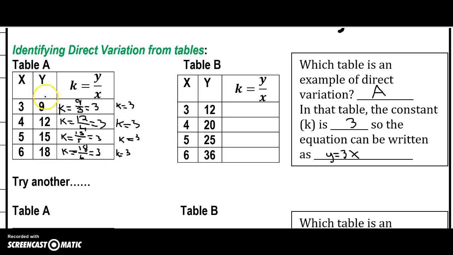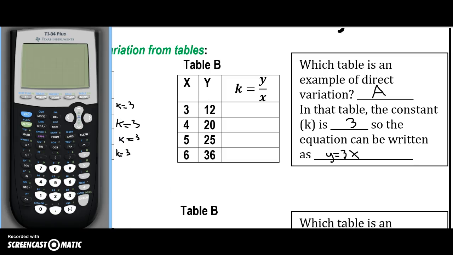Now let's try this other one, but we're going to try the same table with the calculator and see if we get the same answer. I just want to reset your calculator. Turn your calculator on. When you turn it on, always go to second, plus, 7, 1, 2, and hit enter, and it's clear.